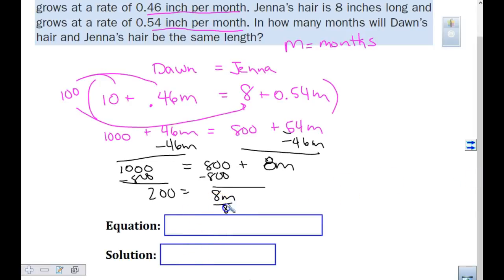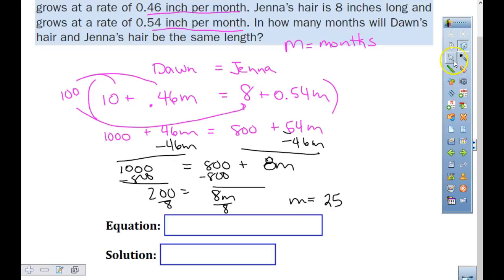Divide both sides by 8. Not by m, just by the 8. So that I get, m in this case is going to be equal to 25. And as we're answering the question, remember the question says, how many months does it take their hair to get the same length? This is assuming they didn't cut it, 25 months.